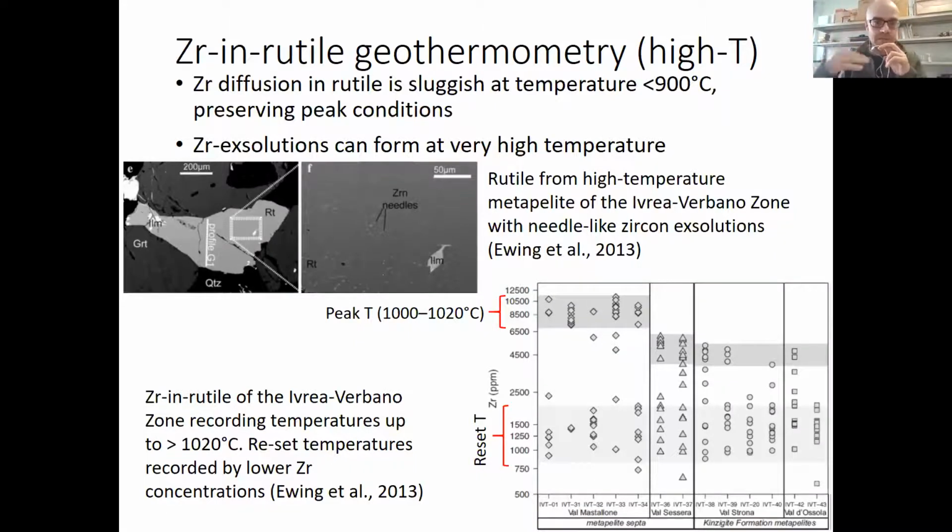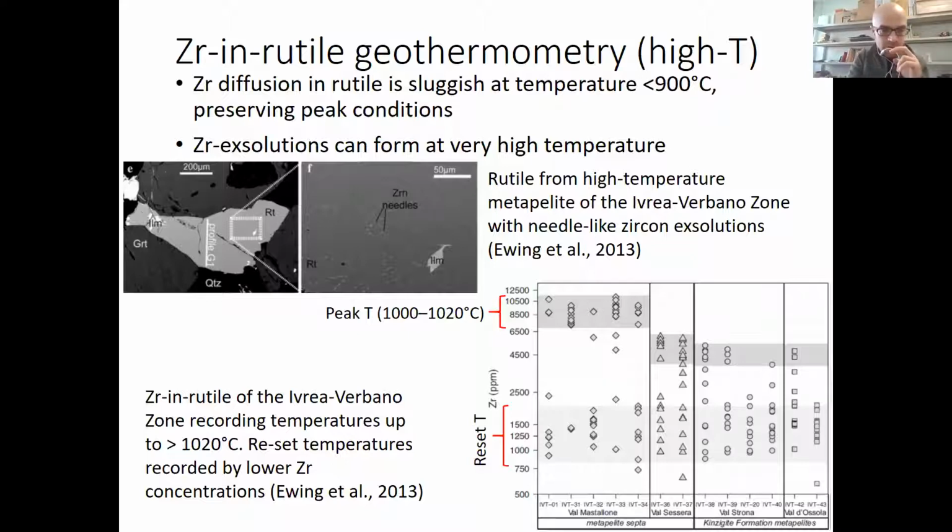Above this temperature, the diffusivity is high enough that zirconium can exsolve and form exsolutions. And so in this example, you can see images of rutile from the Ivrea Verbano zone of the Western Alps, where rutile coexists with garnet and quartz. And so if you zoom in, you can see some of these tiny needles of zircon. So these are interpreted as exsolutions from the rutile as the rutile was cooling down, starting from very high temperatures.